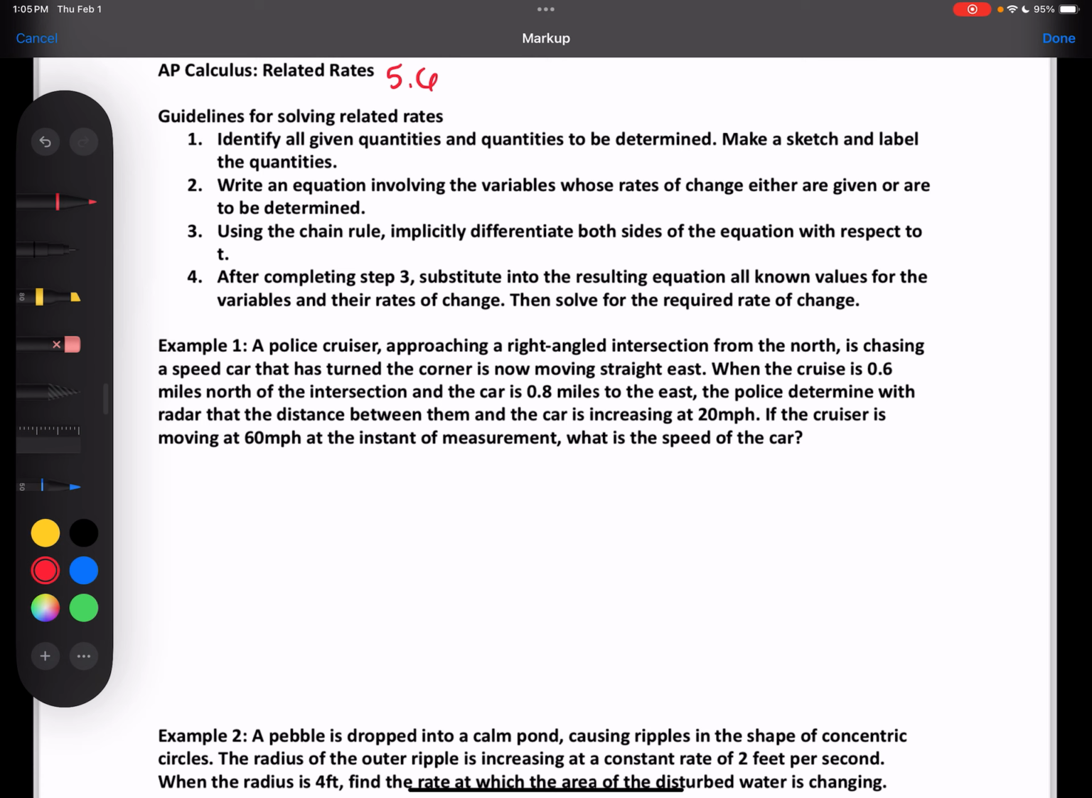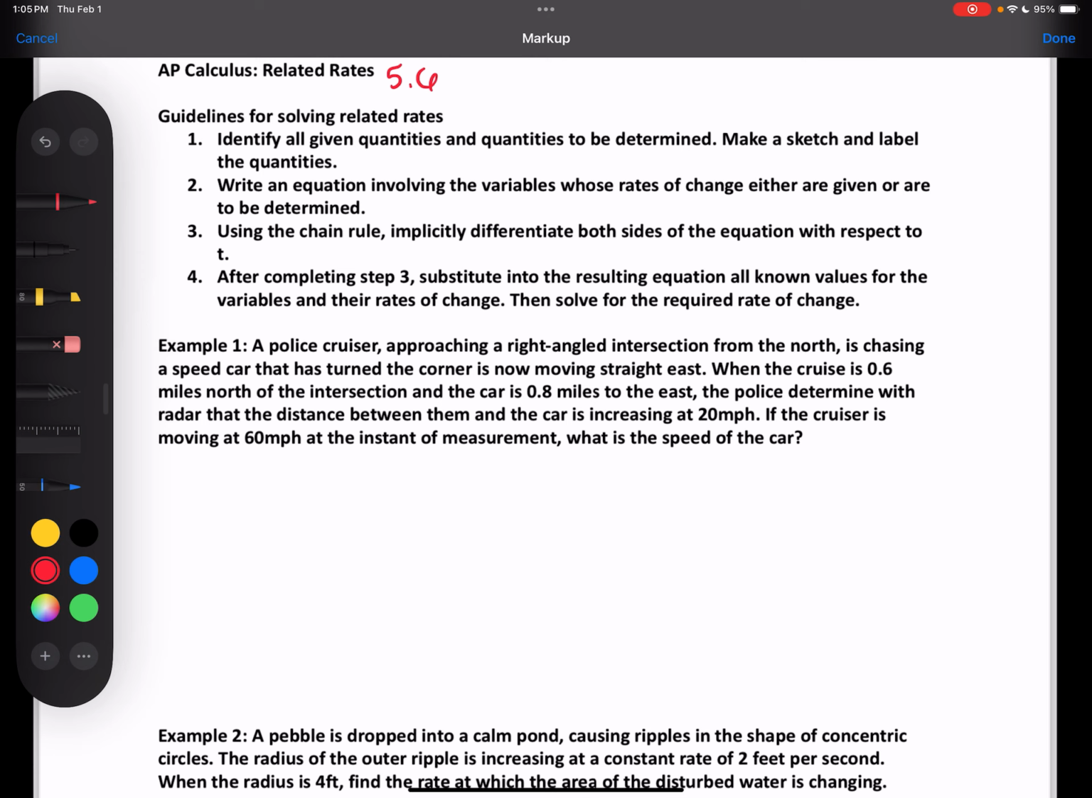So start with example 1. A police cruiser approaching the right-angled intersection from the north is chasing a speeding car that has turned the corner and is now moving straight east. When the cruiser is 0.6 miles north of the intersection and the car is 0.8 miles to the east, the police determine with radar that the distance between them and the car is increasing at 20 miles per hour. If the cruiser is moving at 60 miles per hour at that instant of measurement, what is the speed of the car?